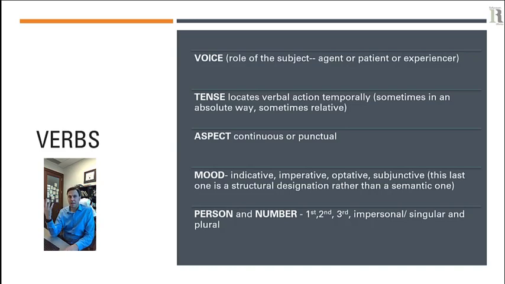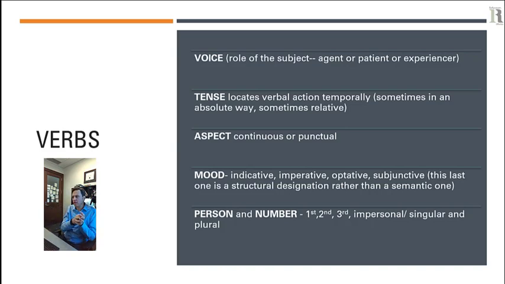Voice. Has anybody ever had an English teacher say, use active voice, don't use passive voice? That is the role of the subject. Is the subject doing the thing, or are they experiencing the thing, having it happen to them? That's voice. I walked the dog. The dog was walked. The dog walks, right? So the dog walks is active. The dog is walked is passive, right? Greek has a middle voice. I have no idea how that works.